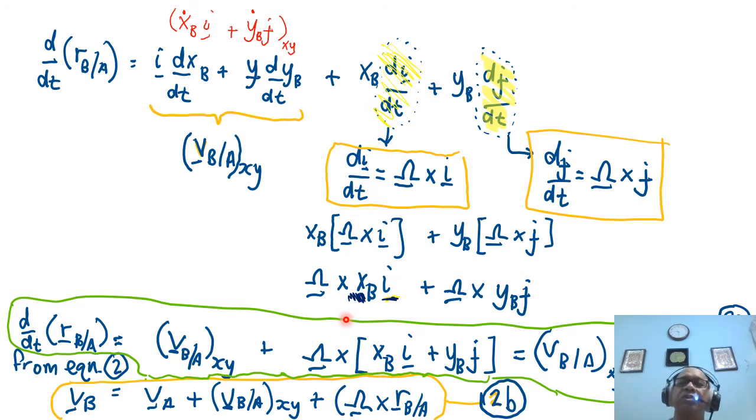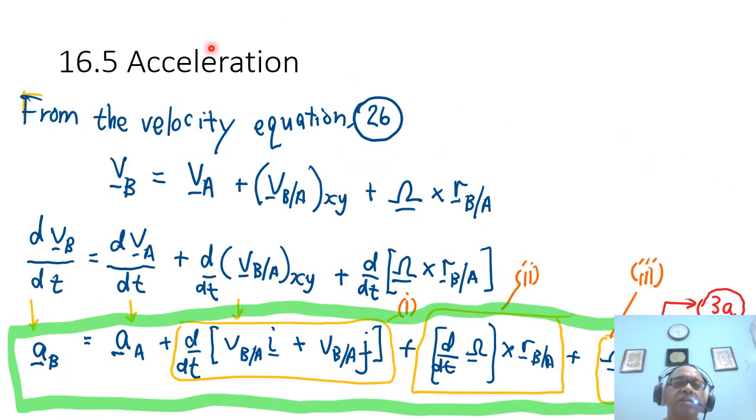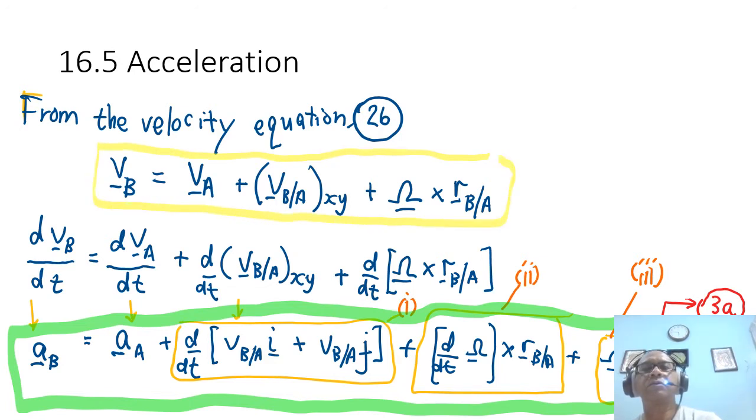Okay, so let's move on to the next one, which is the acceleration. For acceleration, we start from the velocity equation before, which is equation 2b. So vb equals va plus vb relative to a in xy. Sometimes we call it v relative, plus omega cross position vector b relative to a. So this is equation 2b. I might want to box it, because it would be better for us to come back to here.